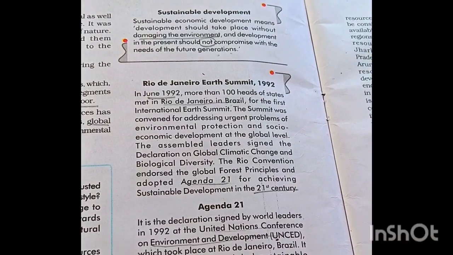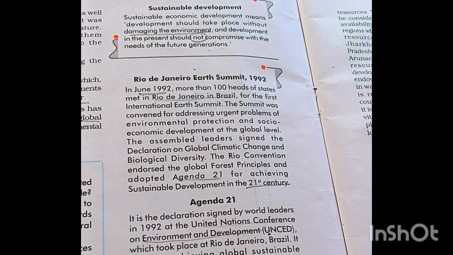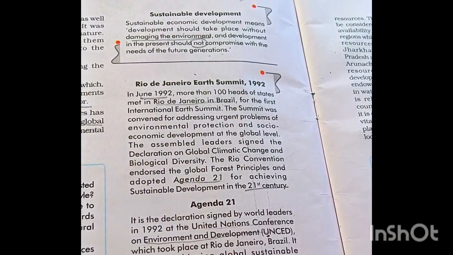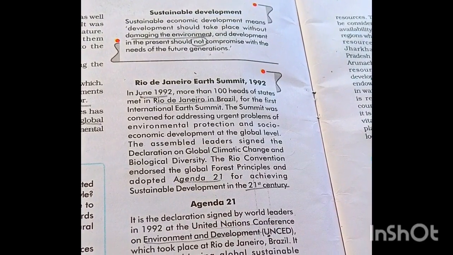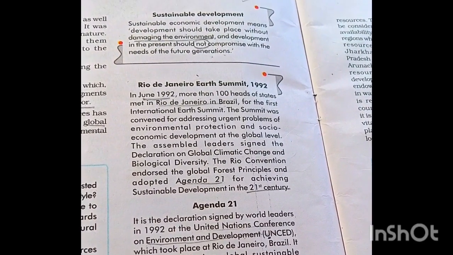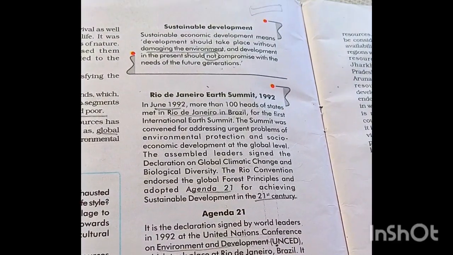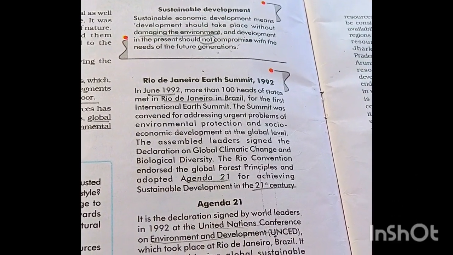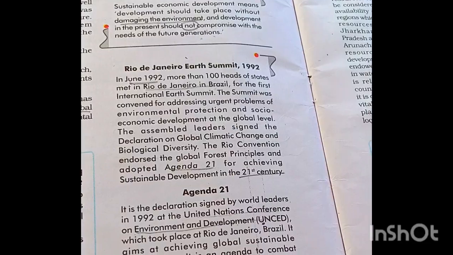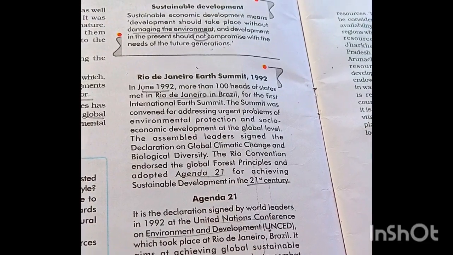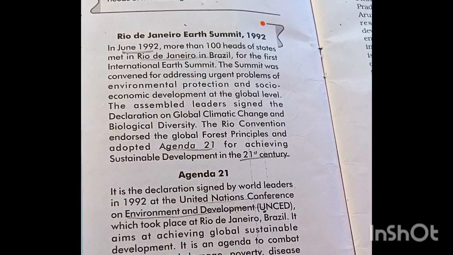It aims at achieving global sustainable development. It is an agenda to combat environmental damage, poverty, and disease through global cooperation. This is very much needed. Global cooperation on common interest, mutual needs, and shared responsibilities. One major objective of Agenda 21 is that every local government should draw its own local Agenda 21.